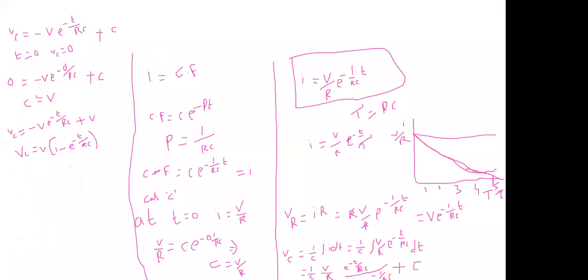Next, our aim is to calculate the power in the resistor, PR. PR equals VR into I. What is the value of VR? V into e power minus 1 by RC t. The I value is V by R into e power minus 1 by RC t. The product is PR. Similarly, the power in the capacitor, PC, equals the voltage across the capacitor into I. We know the VC value and the I value; multiplying them, we get the power in the capacitor.